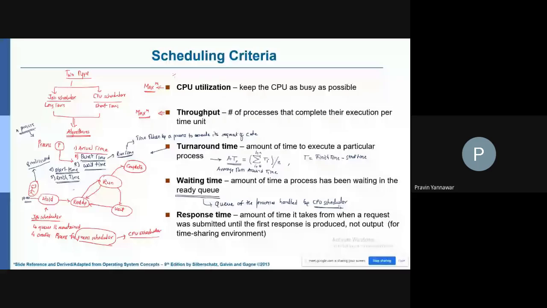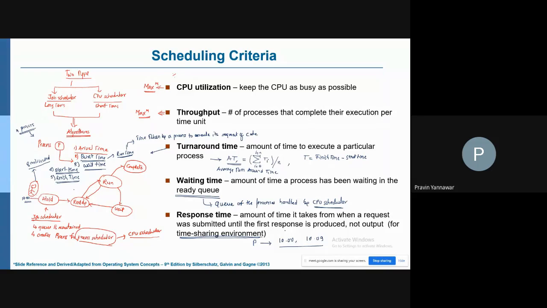This particular response time is computed when you are dealing with a time sharing environment. So if you have a process P which arrived at, say, 10.00 and responded at 10.09, say for example, this is going to be the response time. So at 10.09 it is being responded.